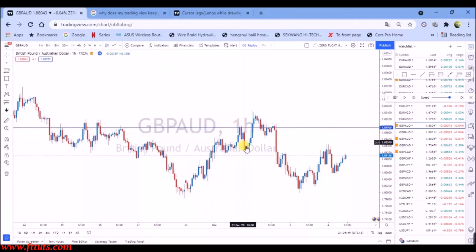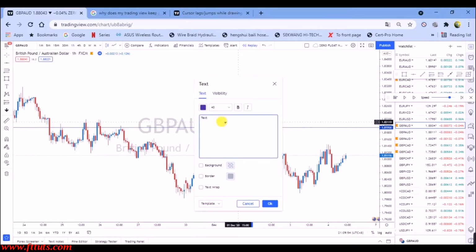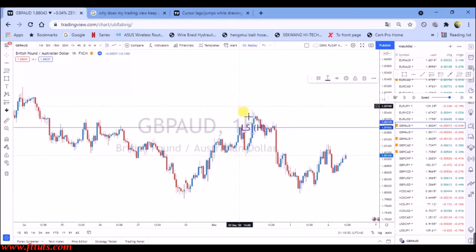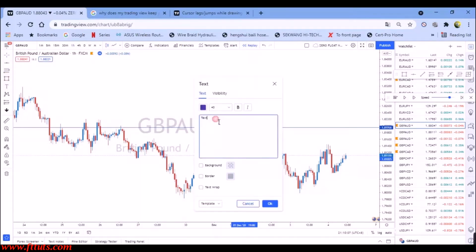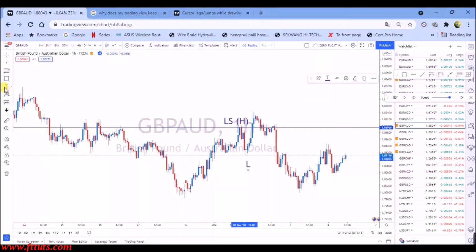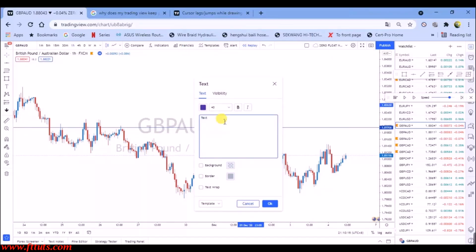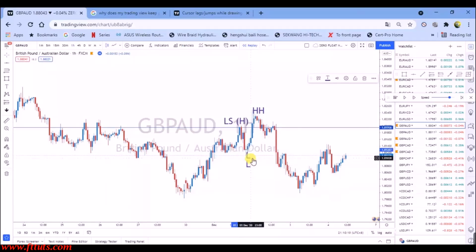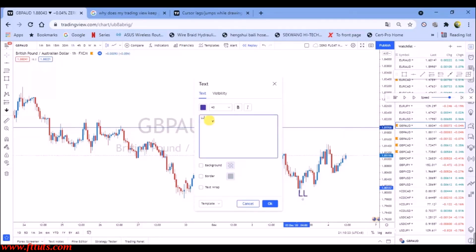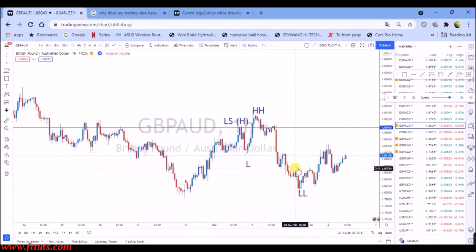This is our structure: high, low, higher high, lower low. Let me mark the structure so that you can have a clear view of it. So this is our left shoulder. Our left shoulder, I will mark it as a high. LS is left shoulder, so mark it as a high. So we have another here, which is the low. Then this is the higher high. This is the lower low. Okay, so now we have the structure.